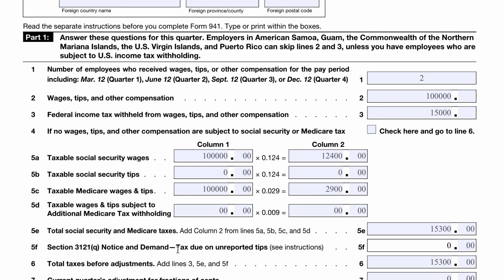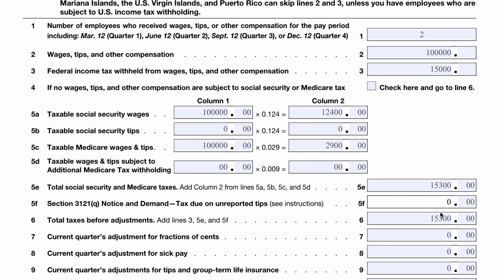So if you receive that notice and demand, there's nothing inherently bad about it. It simply says, you may not have been aware of this. We're making you aware of this. There's this tax that you need to pay. And so you would enter that information here only if you had received such a letter. So in this case, John Doe does not have this letter, and we're going to move on to line 6, where we add all of these items. So the $15,000 from line 3, the $15,300 from line 5E, and then if we had anything from line 5F, we would add that too.